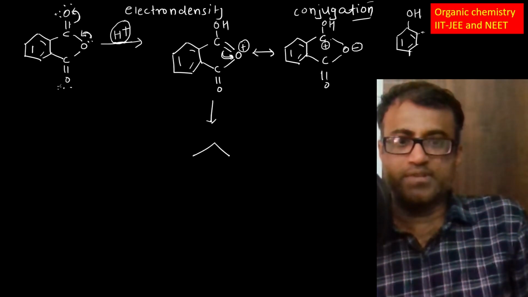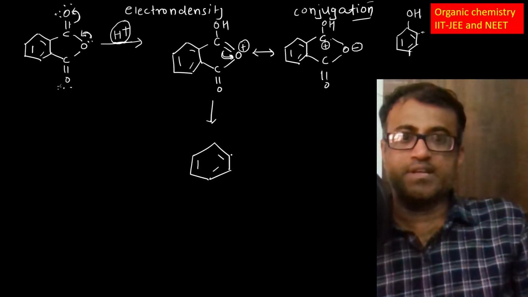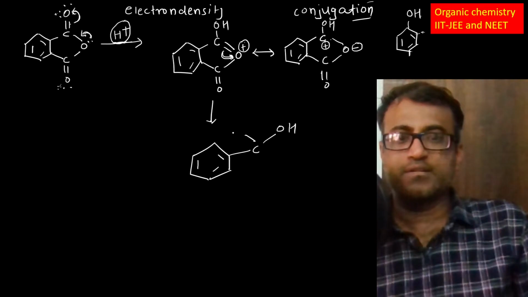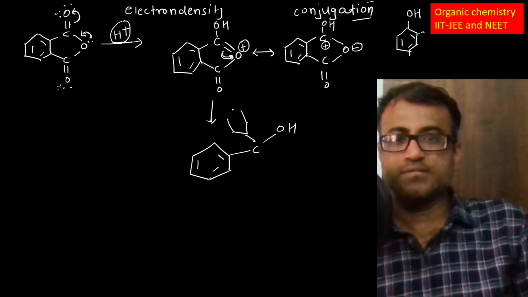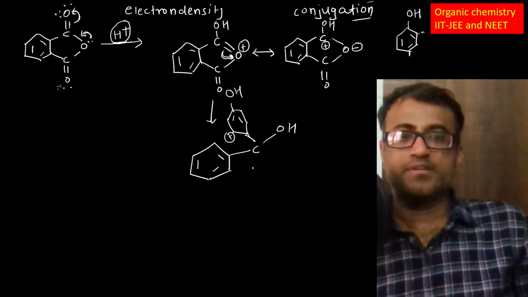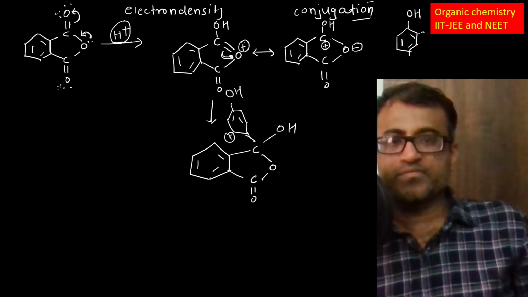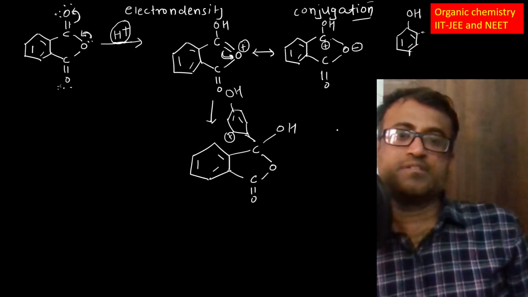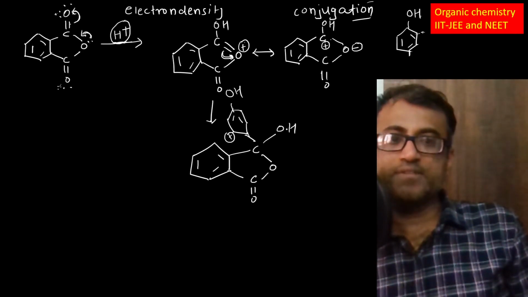So the next structure will be like this, COH, and here attaches the phenol molecule, which will have plus charge over here and double bond over here. In this way this will get attached. Now what next should happen over here, friends?